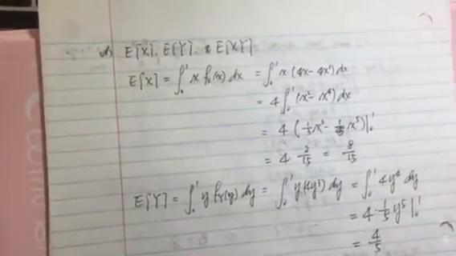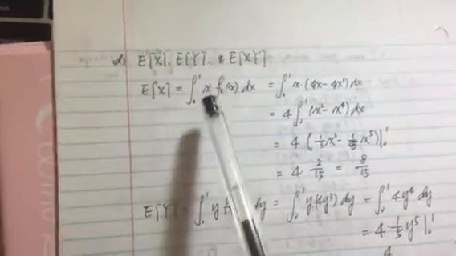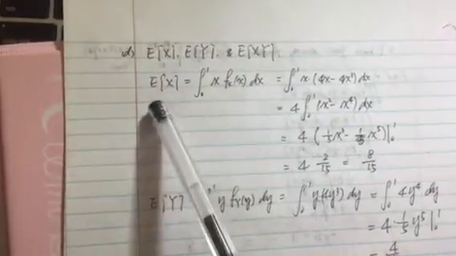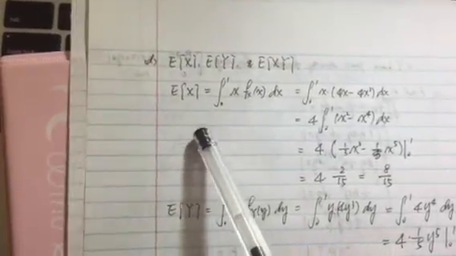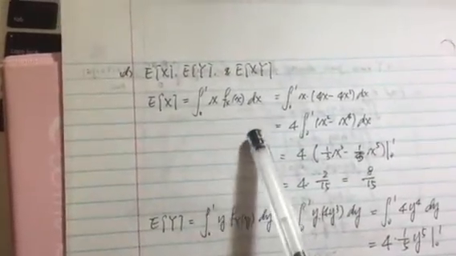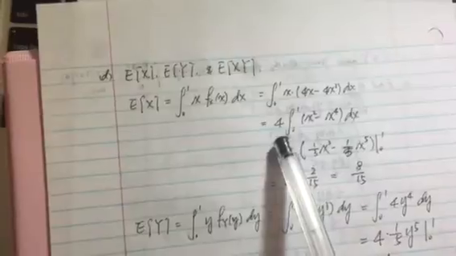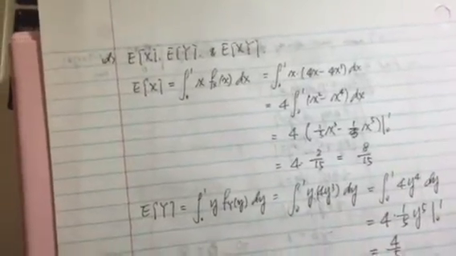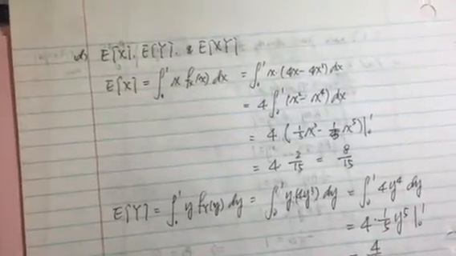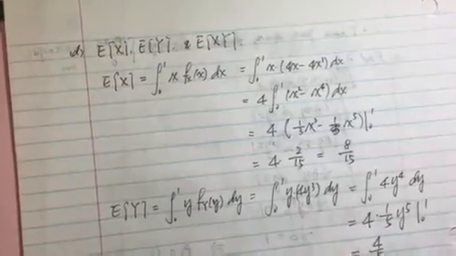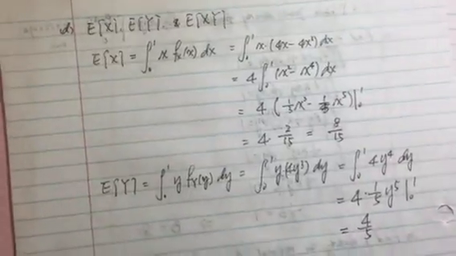Now for part D, the question asks to find the expected value of X, the expected value of Y, and the expected value of XY. For the expected value of X, we simply take the integral of x times f_X(x) dx from 0 to 1. And we know from part B that our f_X(x) is 4x minus 4x cubed, so we just do the integral and find that the final answer is 8/15.